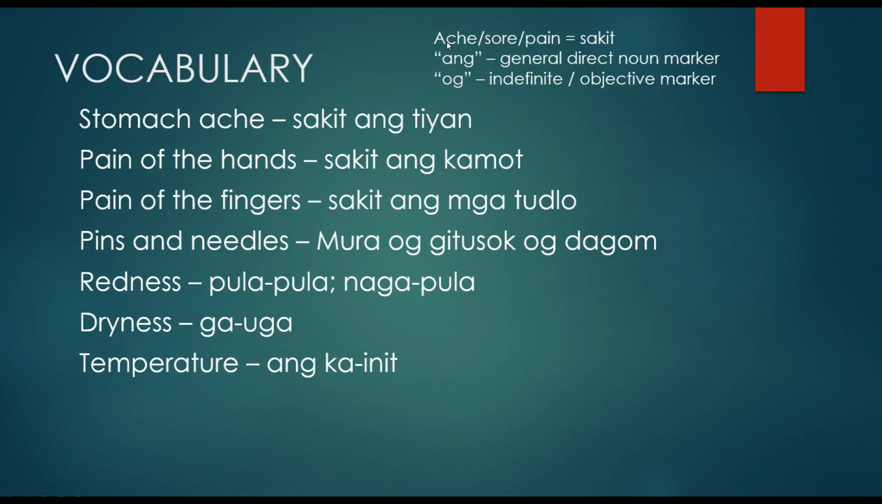We have ache, sore, or pain. This is in Bisaya, sakit. Okay, and then we have ang here. This is the general direct noun marker. And then we have the og, indefinite or objective marker.